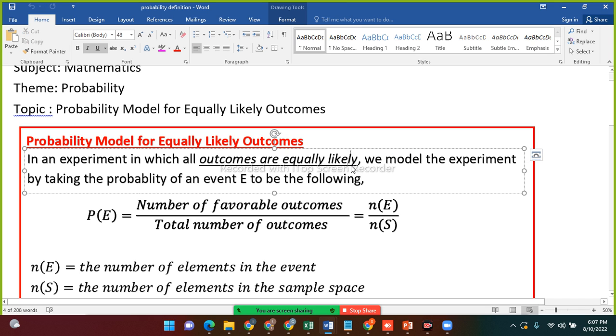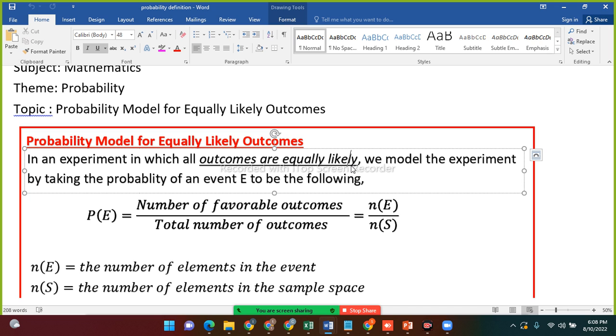What that means is that the likelihood of each outcome occurring in the sample space is equal. That means it is just as likely for us to get a head as it is to get a tail. There's no reason for us to think that heads is more likely than tails. And if there is a reason, then that means we are not dealing with equally likely outcomes. But if we are dealing with outcomes that are equally likely, this probability definition holds.